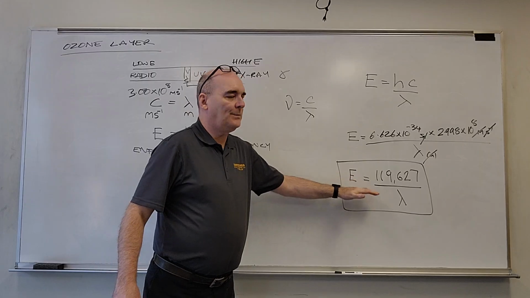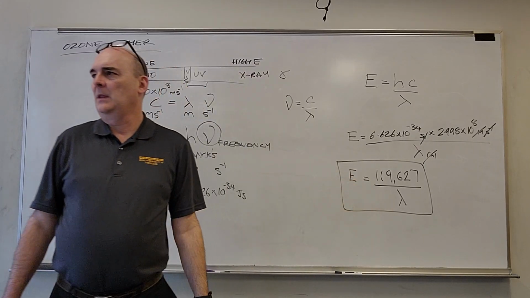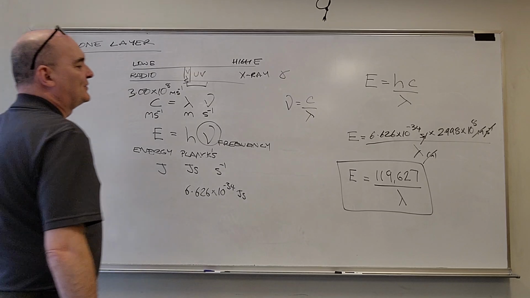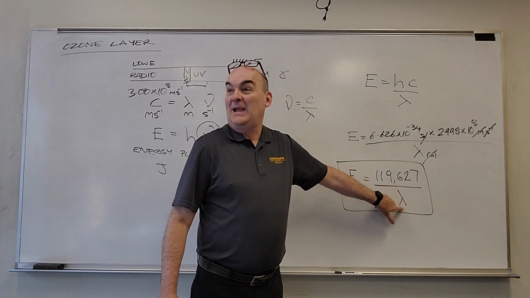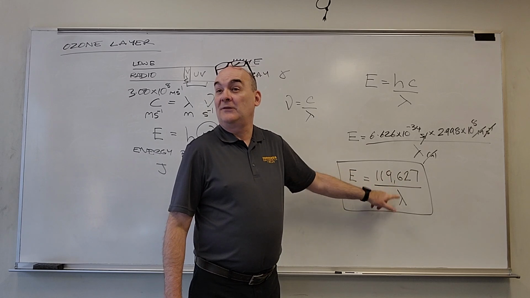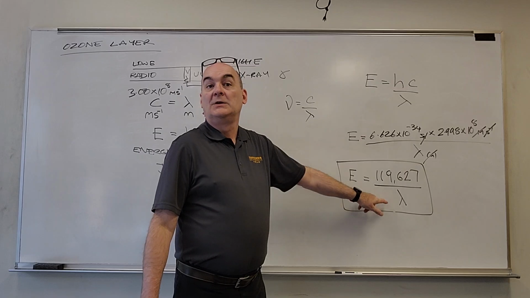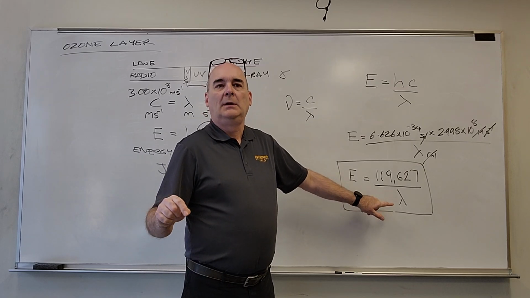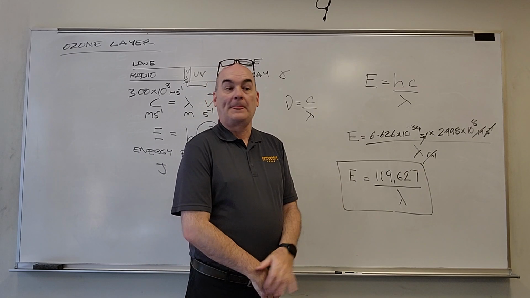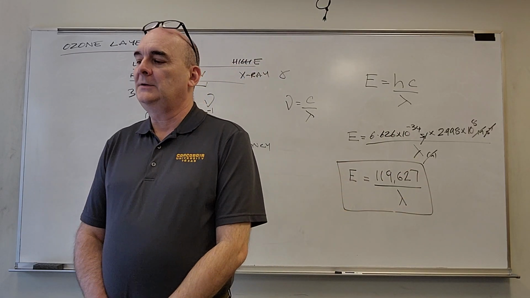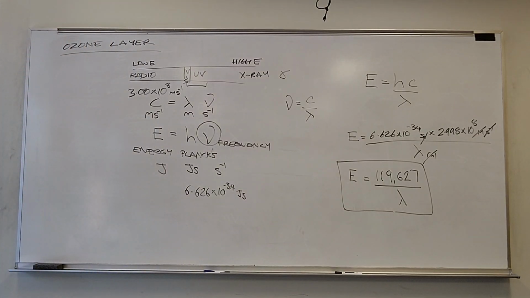This has now got a reciprocal relationship. It's inverse. What's the higher energy, the big wavelength or the little wavelength? Little wavelength. If I divide by a small number, I have less impact on my big number on the top. If I divide my big number by another big number, I make my total energy smaller. Okay? Short wavelength, high energy. Long wavelength, low energy.